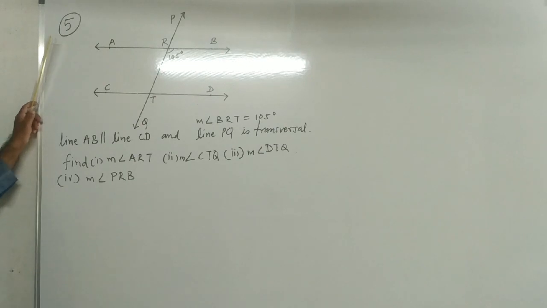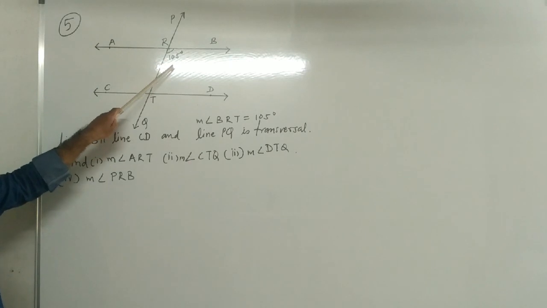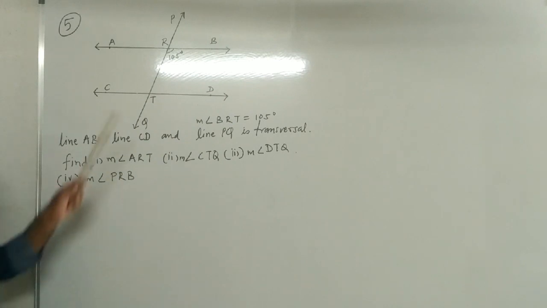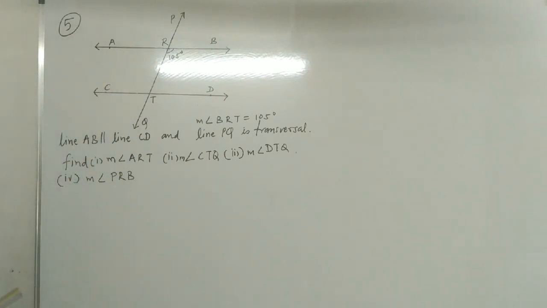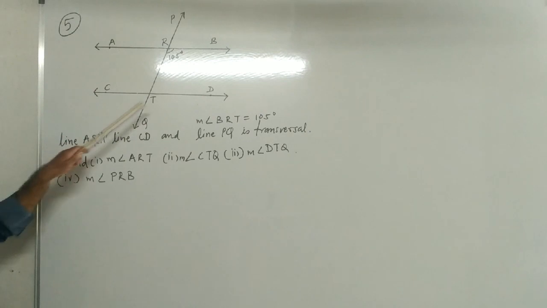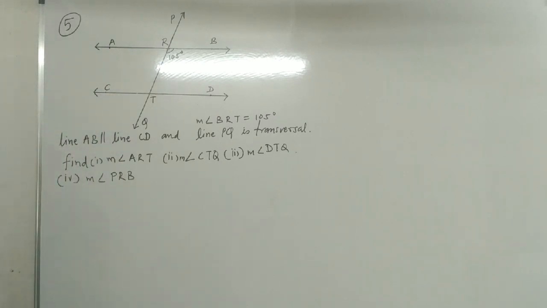Fifth example. In the given figure, measure of angle BRT is given as 105 degrees. Line AB is parallel to line CD and line PQ is transversal. Find measure of angle ART, measure of angle CTQ, measure of angle DTQ and measure of angle PRB. So using the theorems, corresponding angle theorem, interior angle, alternate angle theorems, we'll solve this example.